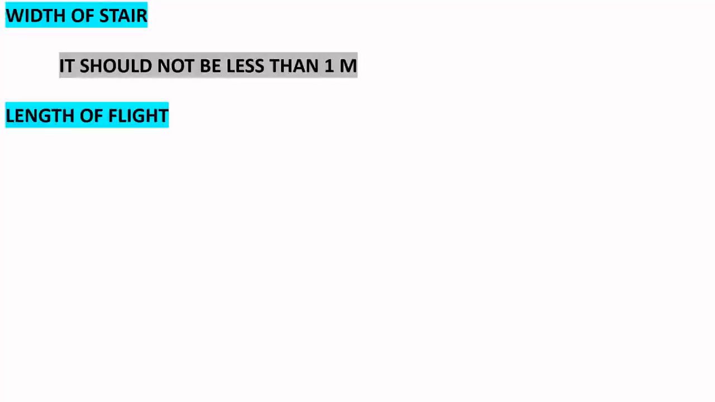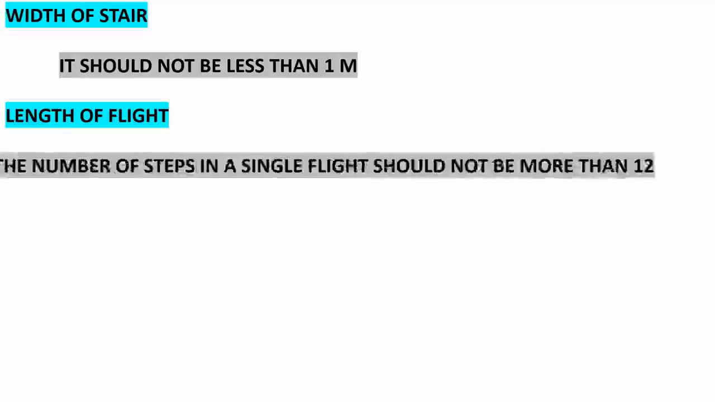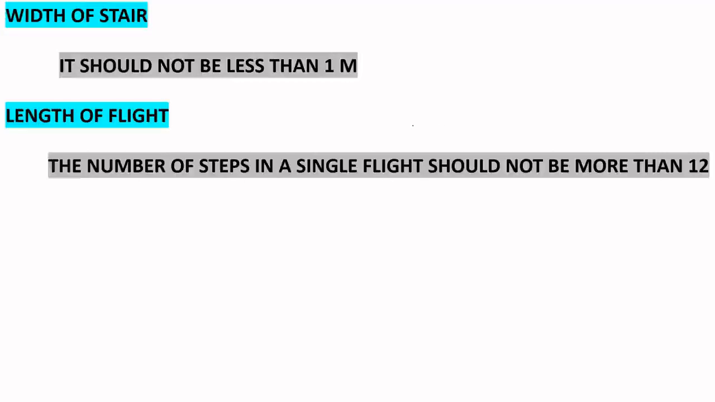Now the length of a flight. We know when the steps are like this, this is called a flight. The length of the flight depends upon the number of steps. The number of steps in a single flight should not be more than 12. So the maximum steps allowed in a flight is 12. If it is more than 12, you have to provide a landing and then continue.